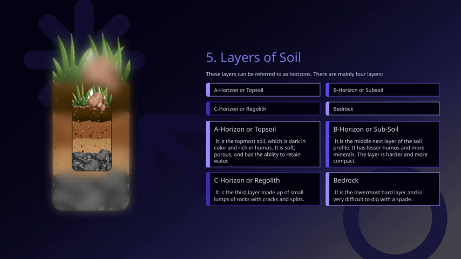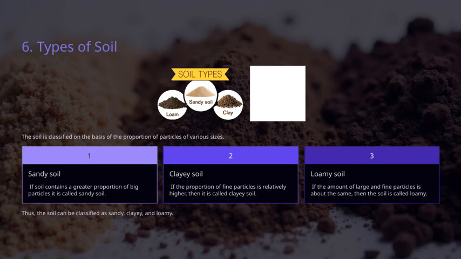Now, let's look at the different types of soil based on the size of the particles. When the soil contains a larger proportion of big particles, we call it sandy soil. These particles are coarse, which means the soil feels gritty and drains water quickly. Sandy soil is great for certain plants that prefer well-drained conditions, but it doesn't hold nutrients very well.